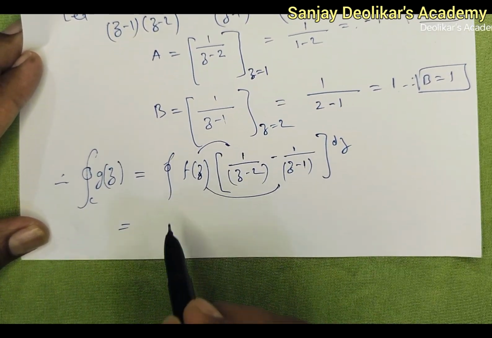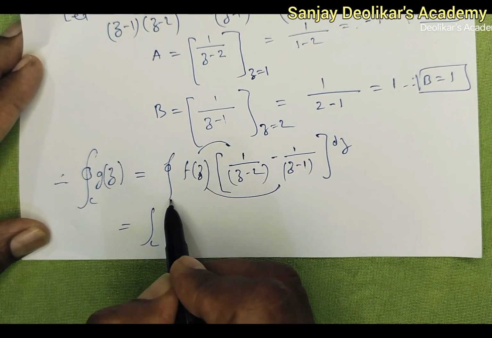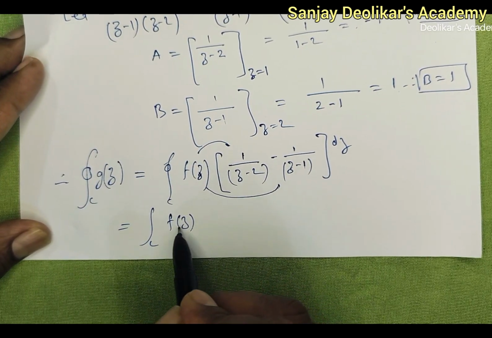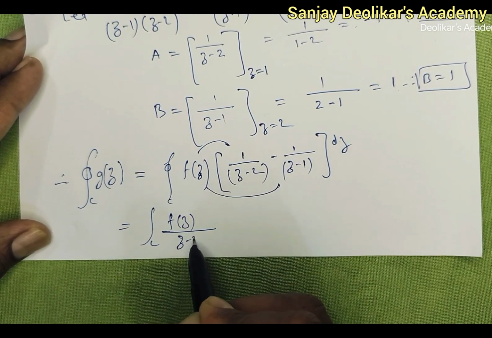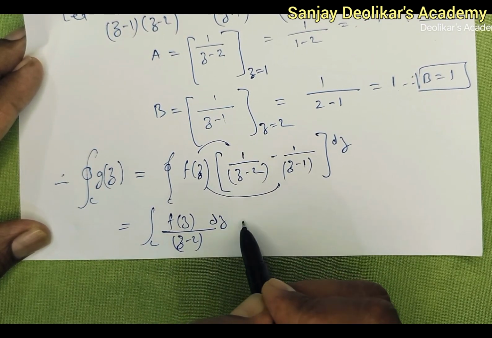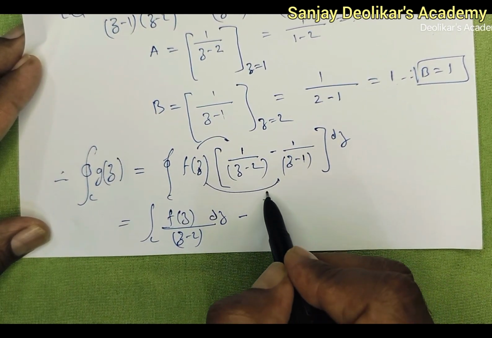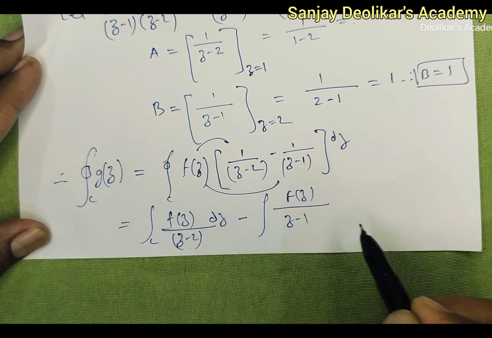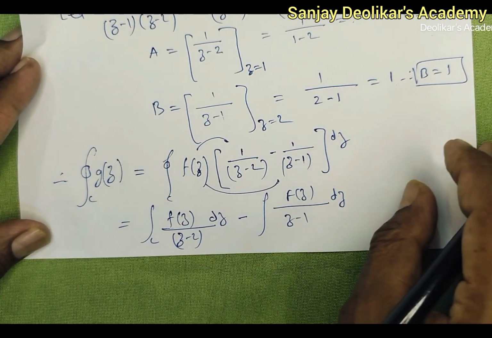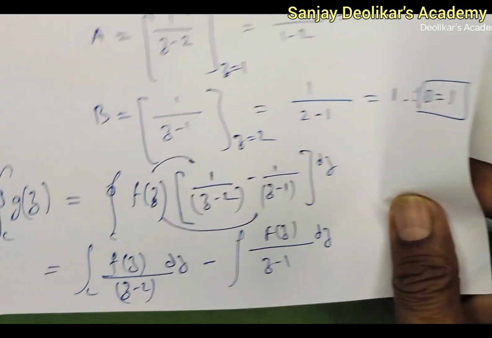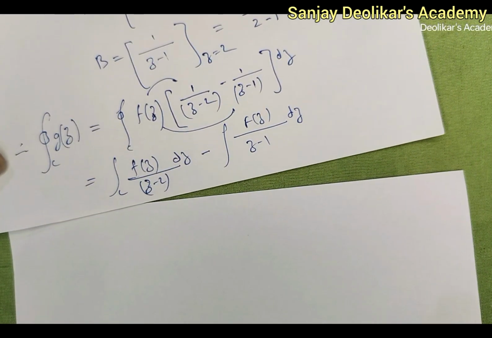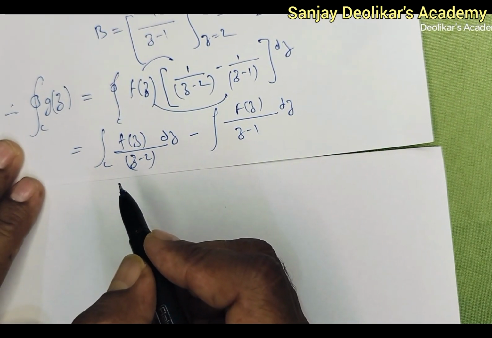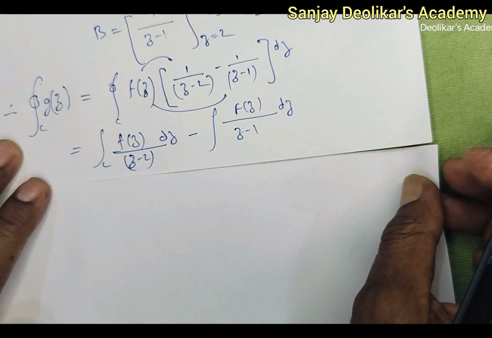dz. Now I can split this like this: that is equal to the integration of f of z divided by z minus 2 dz, minus the integration of f of z upon z minus 1 dz. Now here we shall apply Cauchy's integral formula.